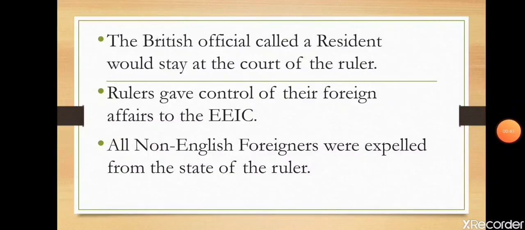So, after reading all these features of the Subsidiary Alliance, we came to know that by the Subsidiary Alliance, the British gave protection to Indian rulers, but ultimately they took all the rights from the king, and the ruler remained the king only in name. Real powers lay in the hands of the British. The British annexed one-third of Indian territories by these methods only.